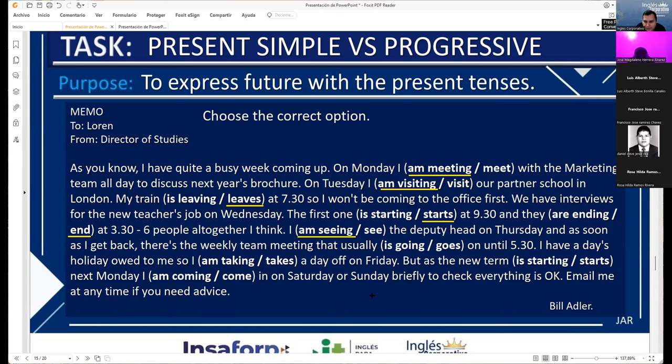I'm seeing the deputy head on Thursday. And as soon as I get back, there's the weekly team meeting that usually goes on until 5:30. Because it's usually, simple present. I have a day's holiday owed to me. So I'm taking a day off on Friday. But as the new term is starting, porque es horario, starts next Monday. I'm coming in on Saturday or Sunday briefly to check everything is okay. Email me at any time if you need advice.